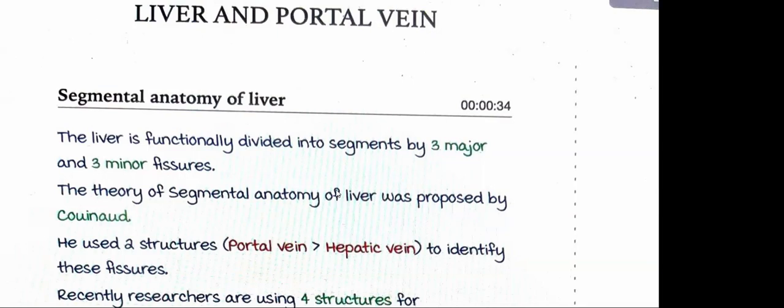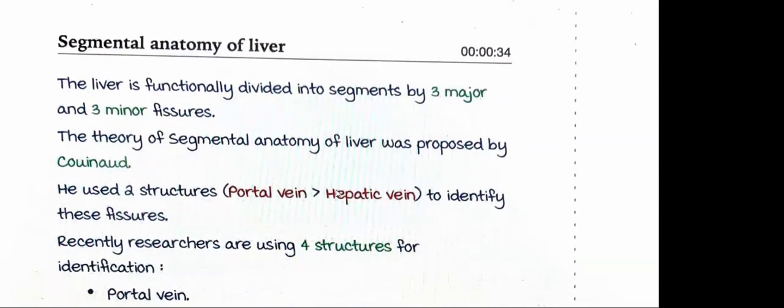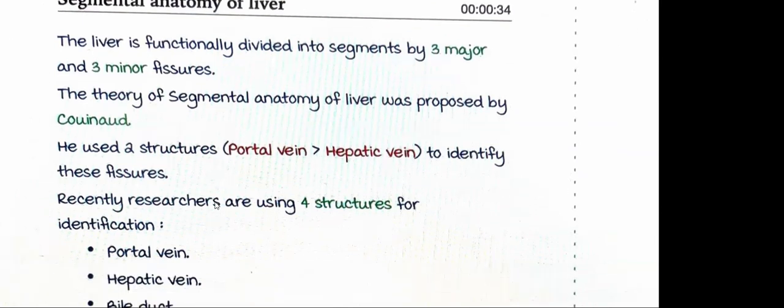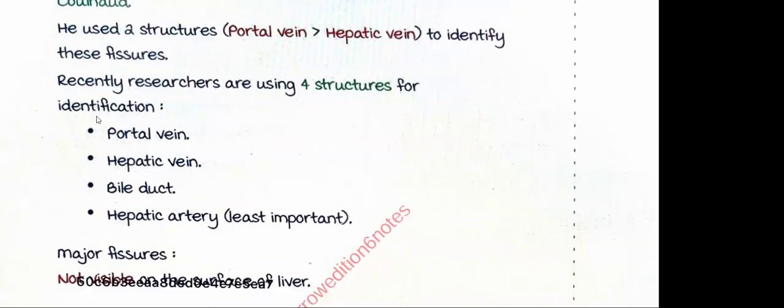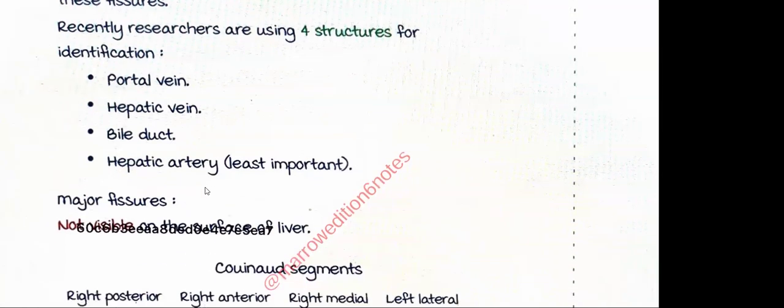He used two structures, portal vein and hepatic vein, to identify these fissures. Recently, researchers are using four structures for identification: portal vein, hepatic vein, bile duct, and hepatic artery.